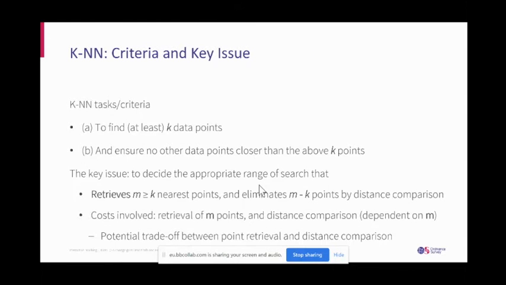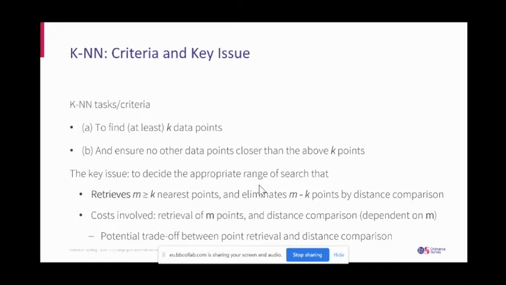For the k-nearest neighbor query, there are two criteria. One is you need to find at least k data points, and the second is you have to ensure no other data points are closer than the above k points. So a key issue here is to decide an appropriate search range, which will retrieve m points, where m is equal to or greater than k, and then limit the m minus k extra points by distance comparison.